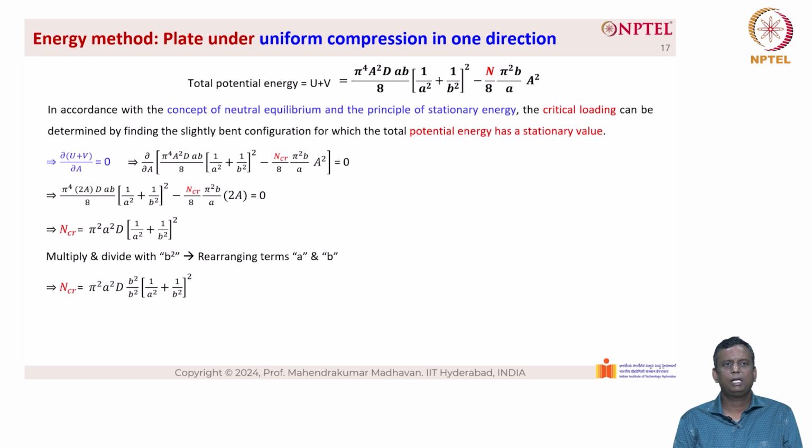And we can multiply and divide by b square and, rearranging the terms and simplifying it further, we get pi square D into ab the whole square by b square into 1 by a square plus 1 by b square the whole square. On further simplification, we get the value pi square D by b square into ab by a square plus ab by b square the whole square. N critical is given as pi square D by b square into b by a plus a by b the whole square.